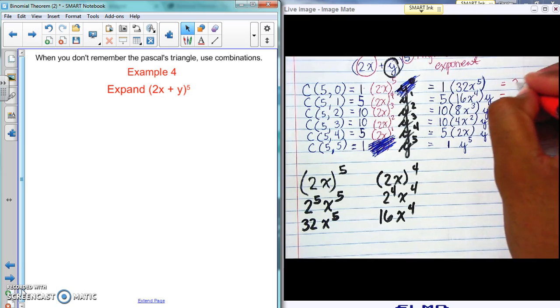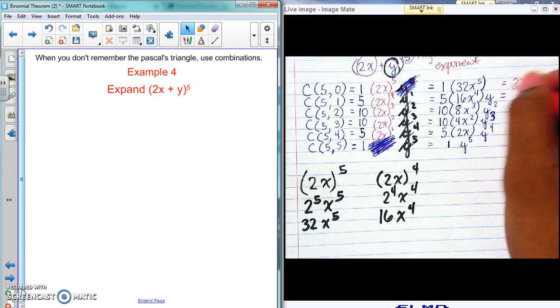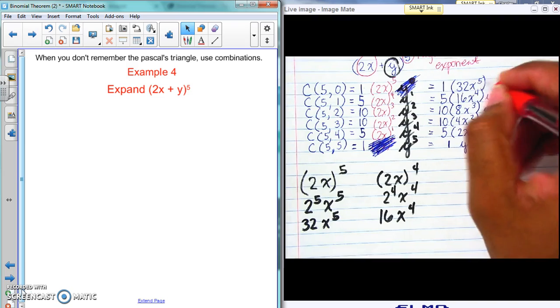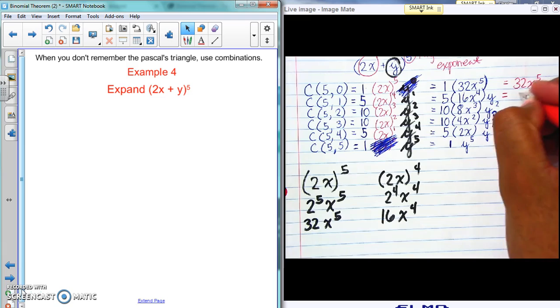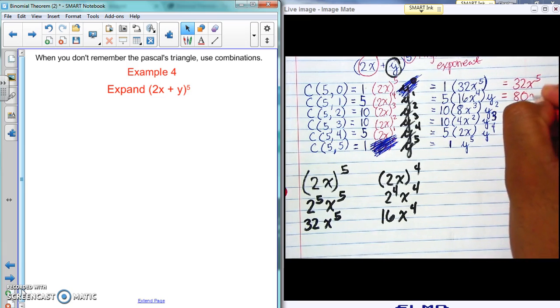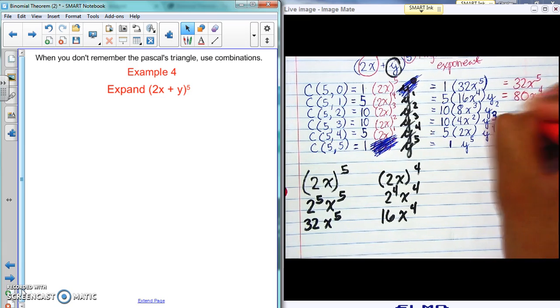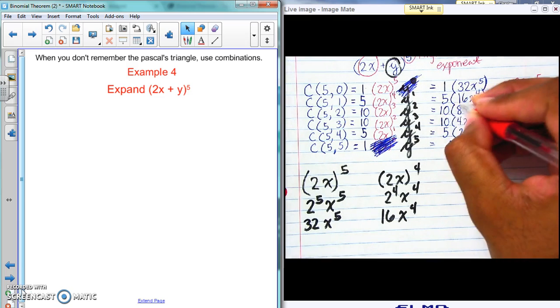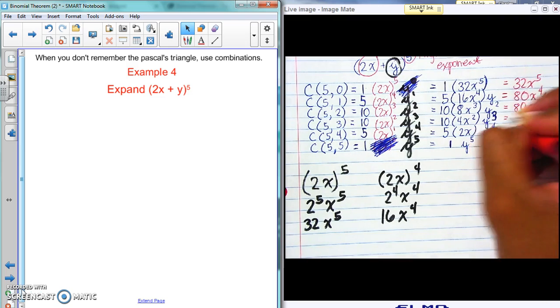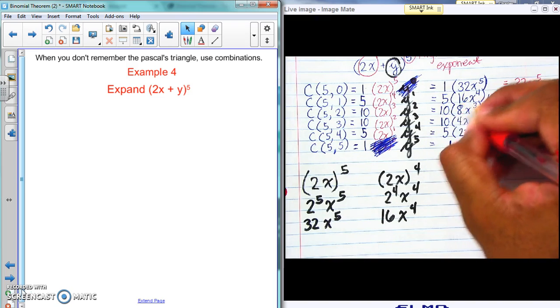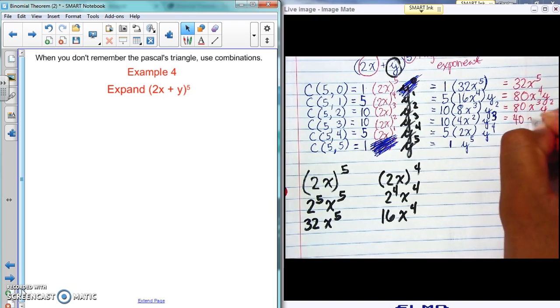All right, so here we are left with 32x to the 5th. Because if you multiply 1 times 32, you get just 32. All right, here I'm going to multiply 5 and 16. That's 80 x to the 4th y. 10 times 8 is 80 x cubed y squared. 10 times 4 is 40 x squared y cubed.